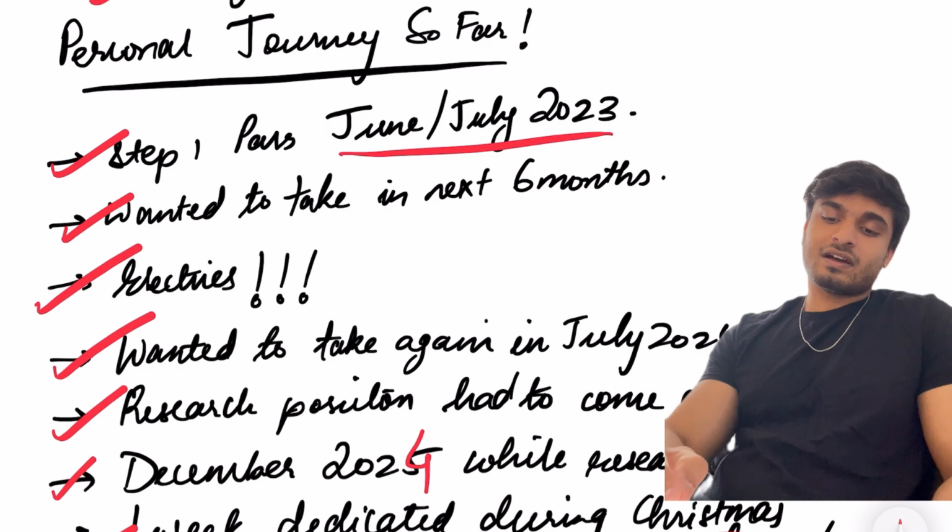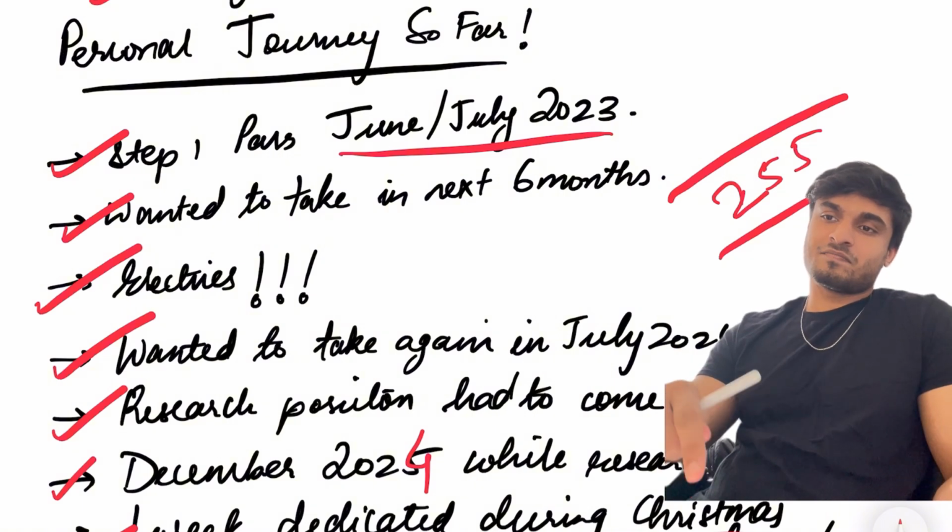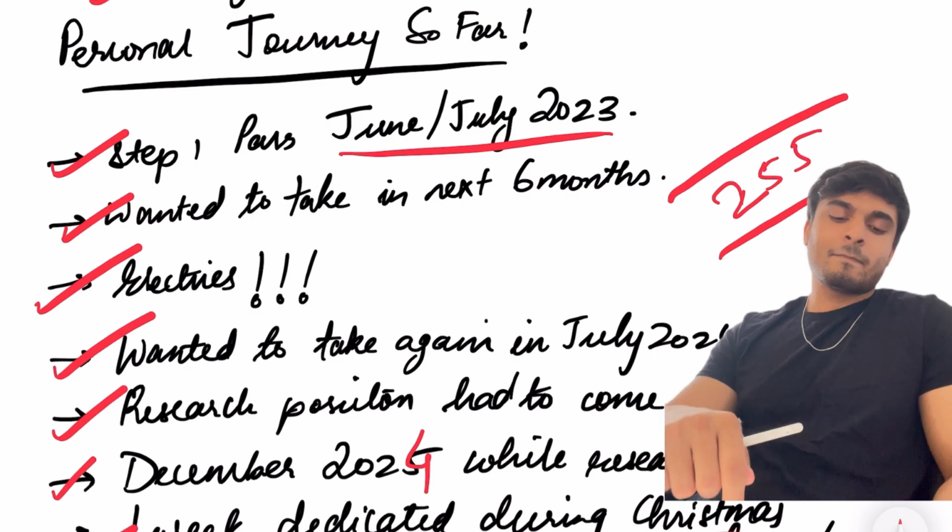I scored a 255. The AMBOSS score predictor predicted lower, and I sort of outdid that, which I'm really proud about.